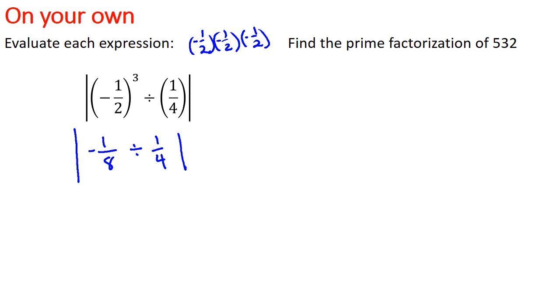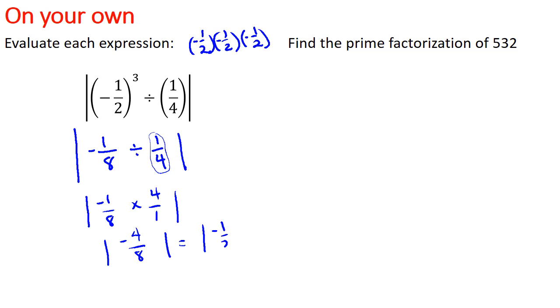So as I do this, when I remember my process for division, I need to find the reciprocal of this second number. I'm going to then flip it upside down and multiply. So I have the absolute value of negative 1/8 times 4 over 1, which is going to give me the absolute value of 4 over 8, and that's a negative. When I do that, I can simplify, and it's going to give me the absolute value of negative 1/2. And when I see that, I can then say, oh, since it's in the absolute value, it's going to become positive, which means my answer is going to be 1/2.